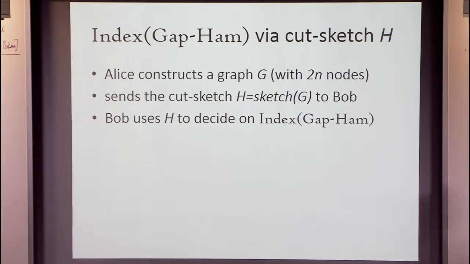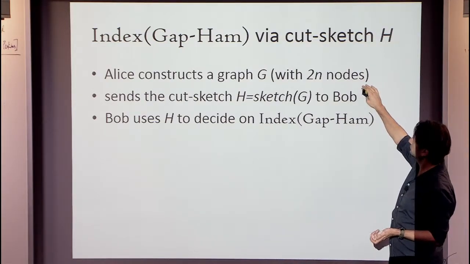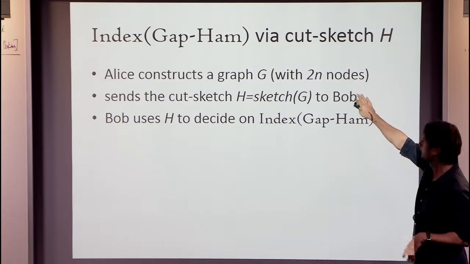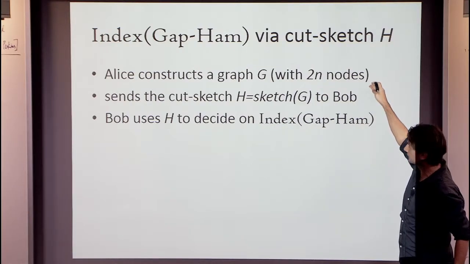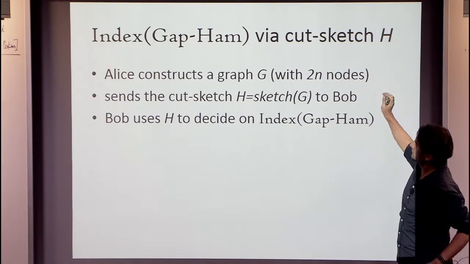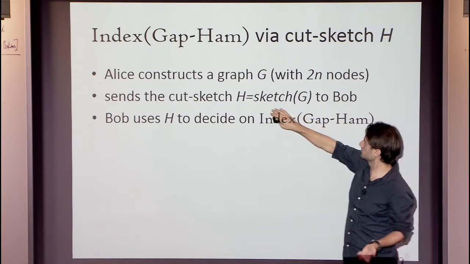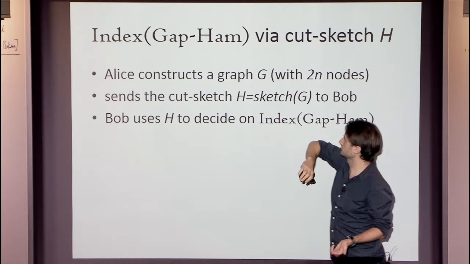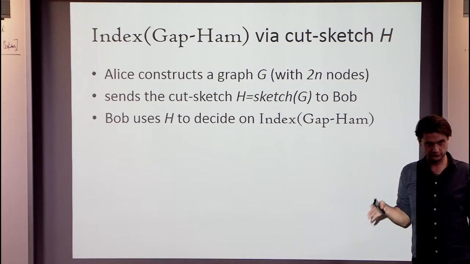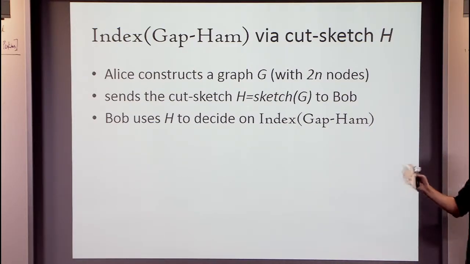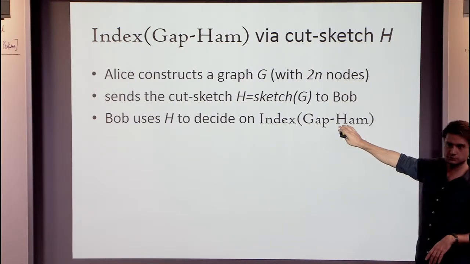So we need to construct some graphs, of course. Alice will construct a graph G, which will have 2n nodes. Sorry for switching from n to 2n, but it just simplifies the description. Assuming that there is a sketch algorithm for G, she will compute this cut sketch H, some data structure of G, and send that data structure to Bob. Then Bob will use H to decide on this communication problem.